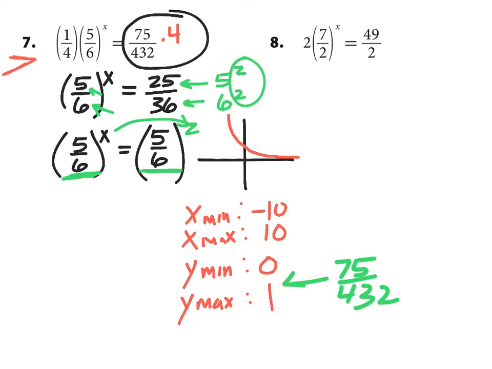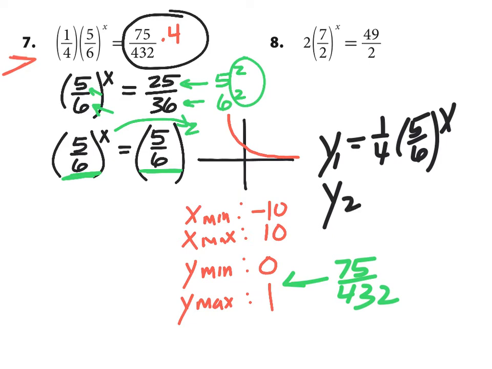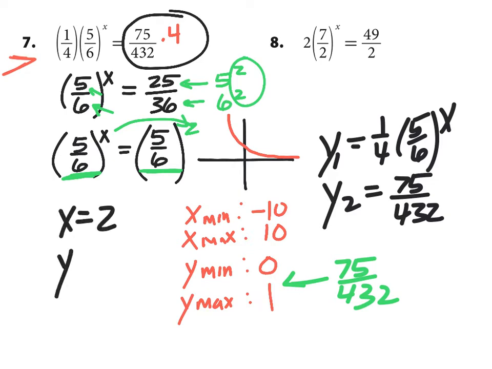Okay, now what do I set in my y1 and y2? Here's my y1. That's my 1/4 times 5 over 6 to the x. And my y2 is my 75 over 432, which would be a horizontal line. And then I just go to second, trace, number 5, intersect, press enter 3 times, and I should get x equals 2. Now remember, it's going to say x equals 2. What's the y going to be equal to? The y is going to be equal to what I set it to, which is that fraction, which would be some big, ridiculous decimal number.